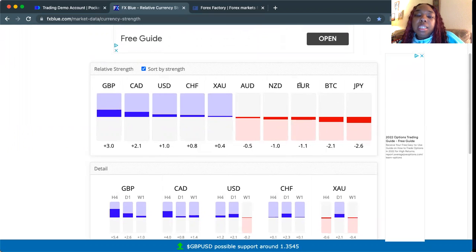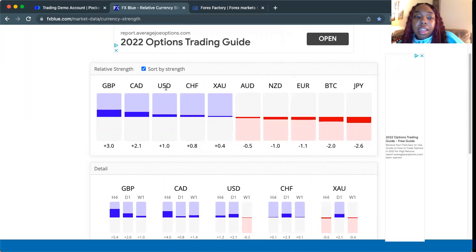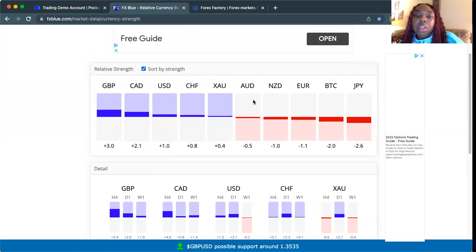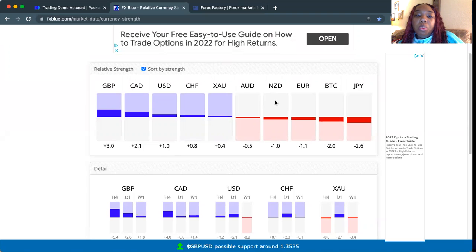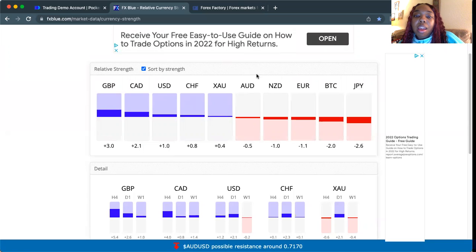So NZD, let's go back to what I was originally stating. I want to give you time to answer the question and remember exactly what I said. NZD is red, negative 1.0. USD is blue and is plus 1.0. So I'm gonna give you a moment to tell me what I should be looking for when I go back to my broker, which is Pocket Option. What should I be looking for? If you said sell, you would have been correct. So we're looking for a sell.